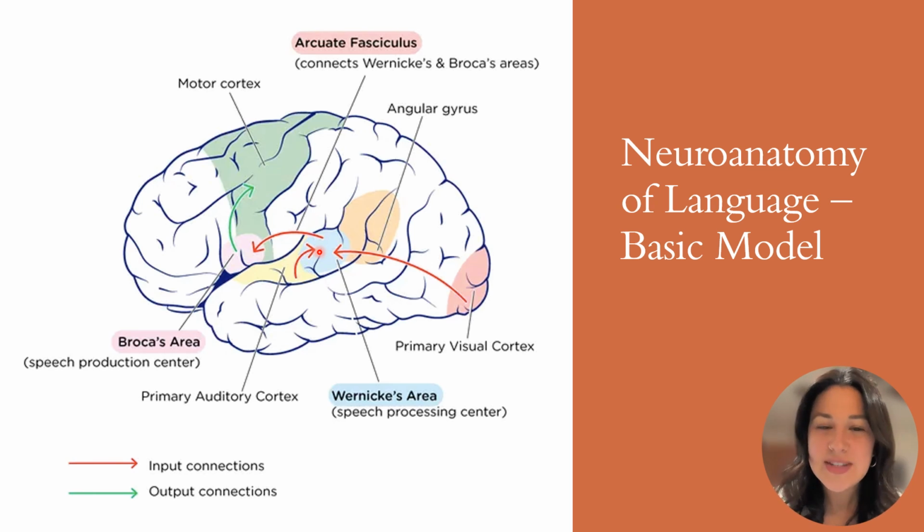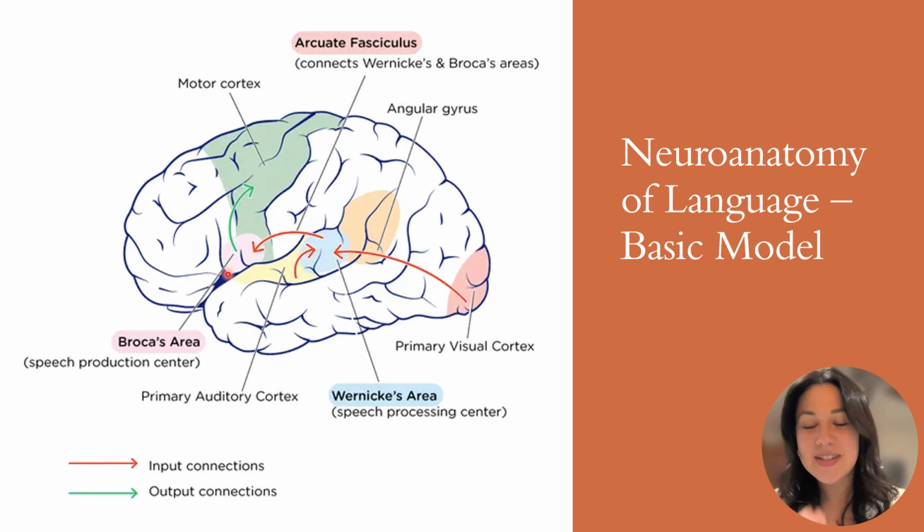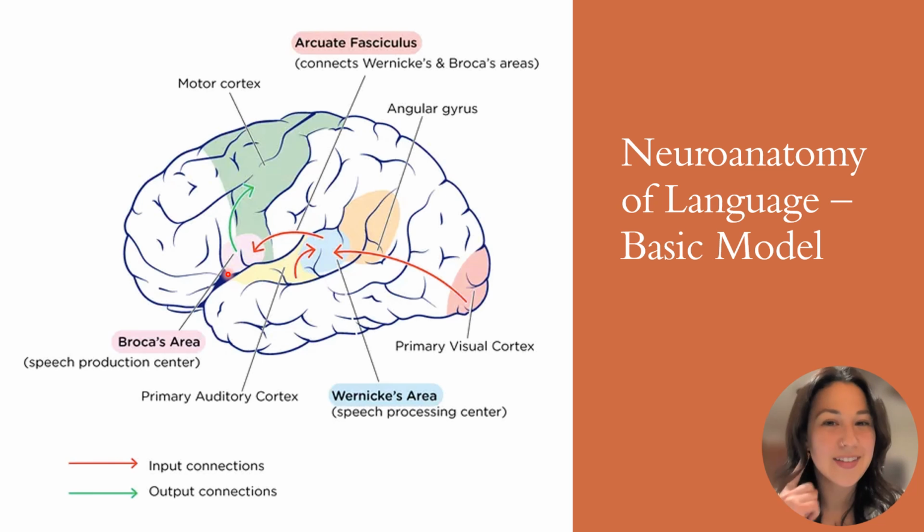Next, the information is transmitted through a bundle of nerve fibers known as the arcuate fasciculus, right over here, which sends information from Wernicke's area to Broca's area. So Broca's area was another area named by a different famous physician. This area right here is a specialized speech production center, which helps us create a plan for the words we want to use in response to the initial words that we heard.